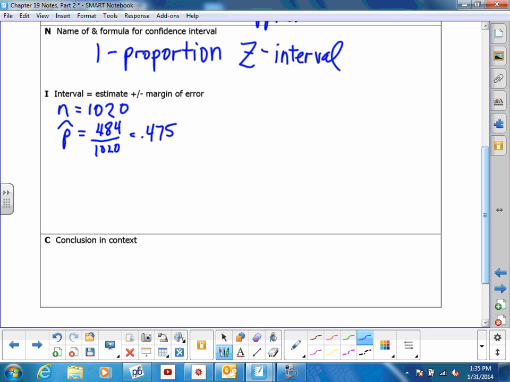Okay, yeah, we can go ahead and do that. Standard deviation of the sampling distribution is the square root of 0.475 times 0.525 over 1020, and I'm going to go ahead and tell you right now that that's 0.0156.